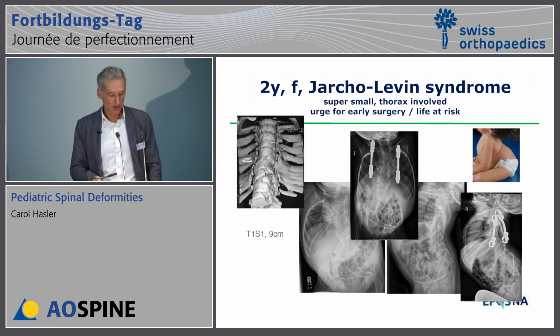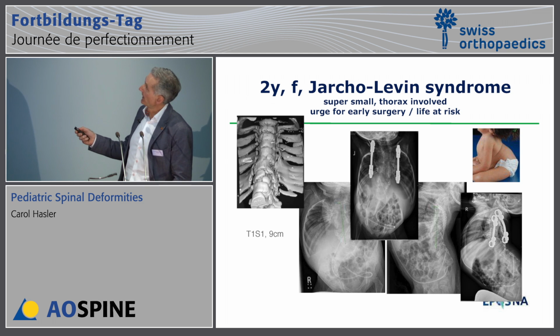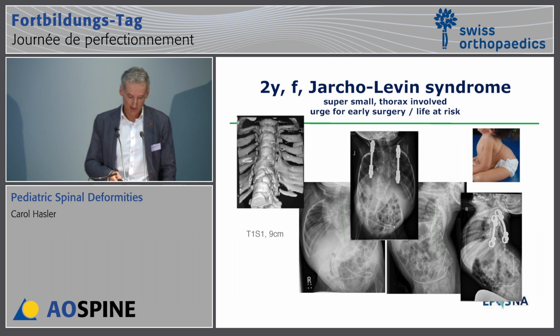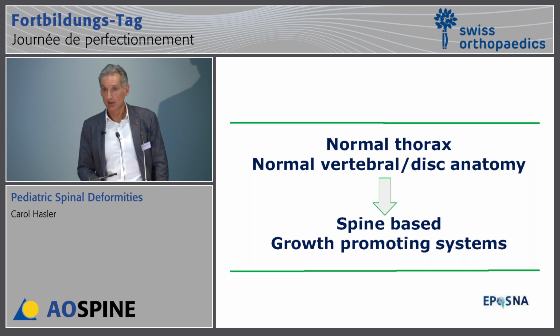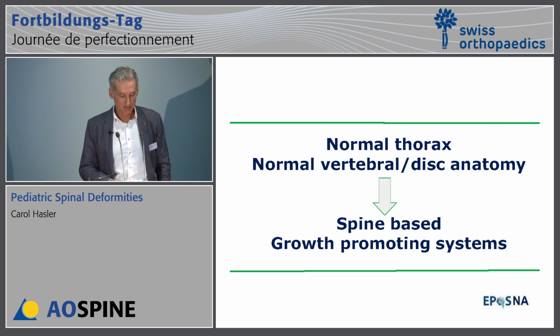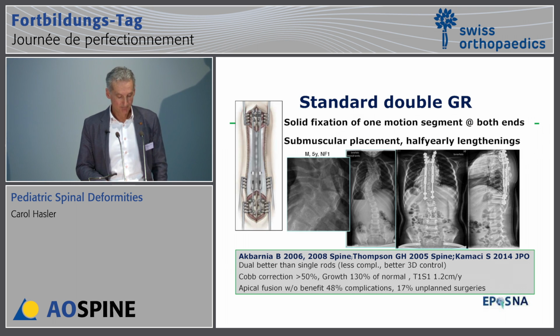For example, in this Jarcho-Levin syndrome with a congenitally completely fused spine and a completely fused thorax, with a very pronounced lordosis from down to the head. So we osteotomize the rib repetitively and put some distraction devices in. What if the thorax is normal and you have a normally segmented and formed spine?